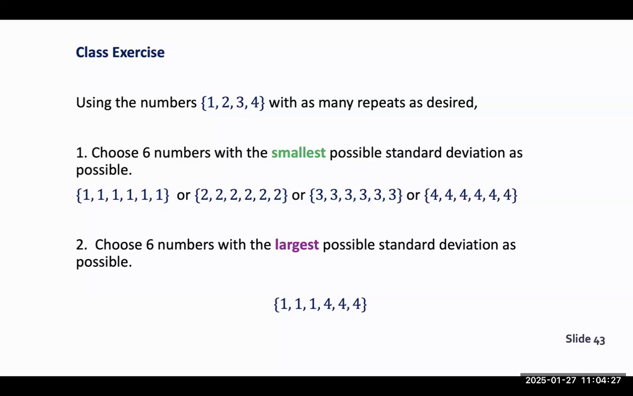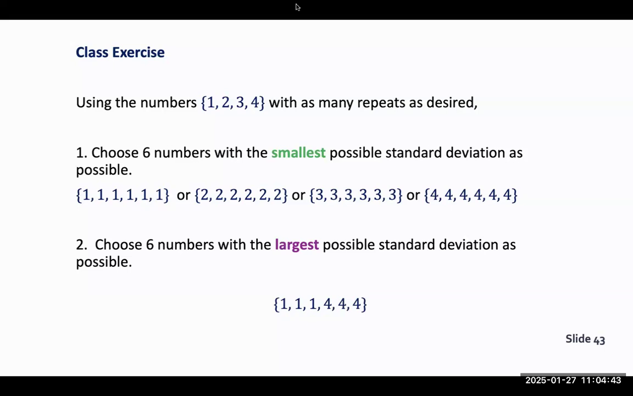And you can double check. Look at all of these numbers. If I take 2.5 and subtract it from each one of these numbers, I get 1.5. So the distance from the mean for all of these numbers is 1.5.